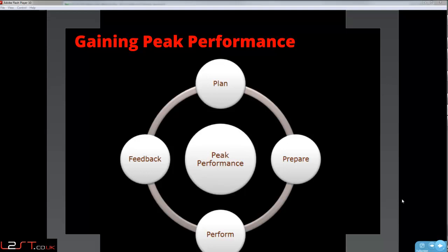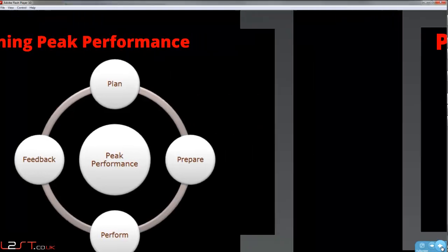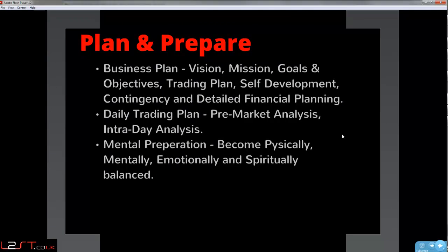So plan, prepare, perform. That's the peak performance loop. Plan, prepare, perform, and then feedback. So let's talk a little bit about planning and preparation. Firstly, you must have a business plan. Business plan needs to include a vision. Where do you see yourself? What is your major objective? What is your vision? What do you want to achieve? Why are you involved in the trading business? Why do you want to trade?